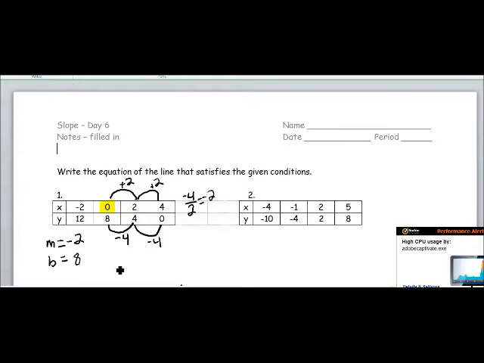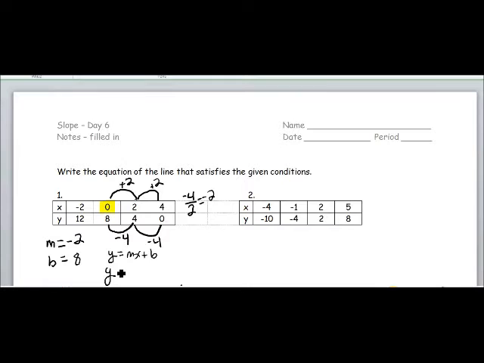Now I can fill in my equation. Now the basic form is y equals mx plus b. And we're going to fill in the m and the b part. I'm going to rewrite the y equals, my m is negative 2, and I'm going to write my x plus, and then instead of the b, I'm going to write 8.